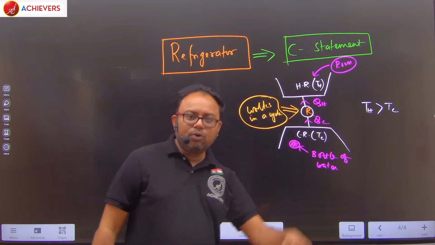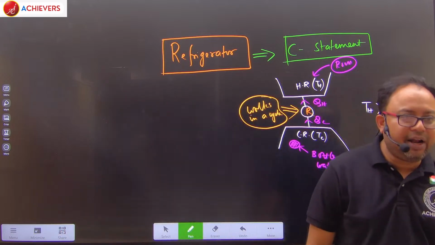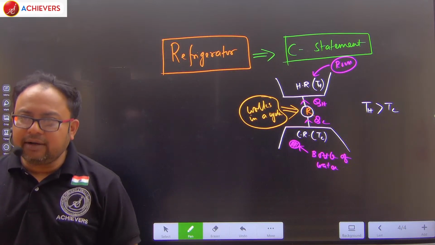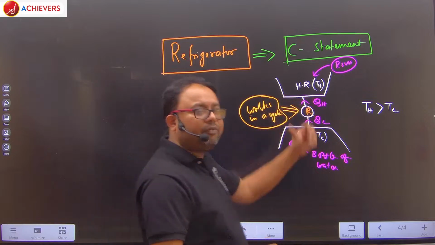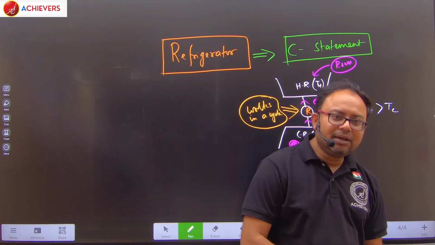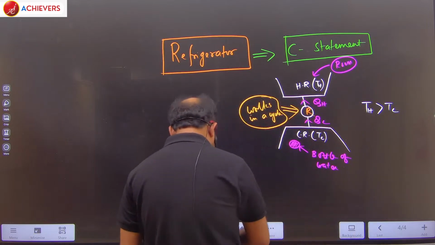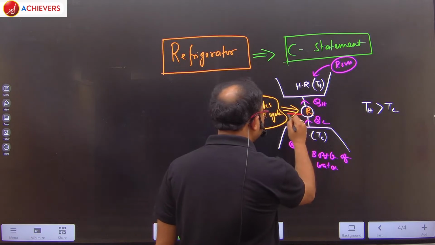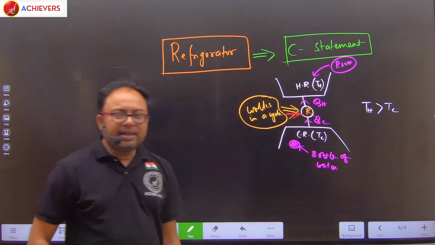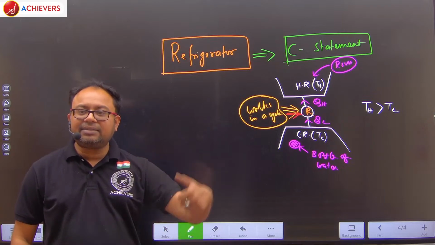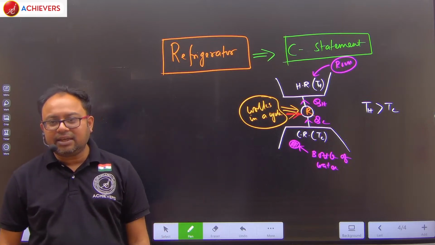If you are withdrawing QC amount of heat from the cold reservoir, you are not transferring QC amount of heat to the room. You are transferring some other amount of heat to the room. That is denoted as QH. Why? Because this refrigerator cannot work itself unless and until it is supported by some external agency.